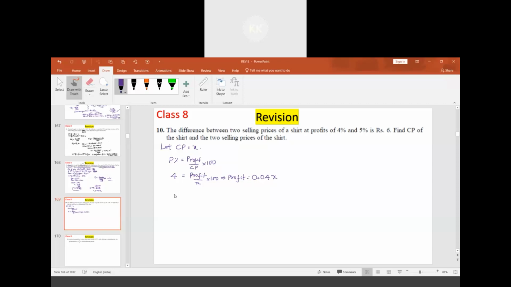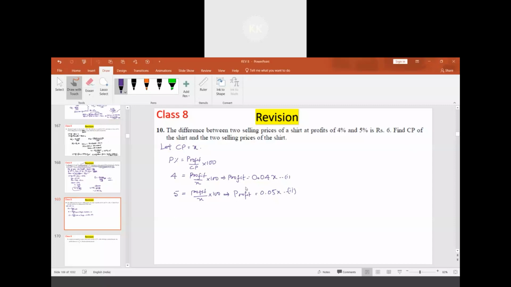In the same way there is a profit on the other shirt. Let me call this equation 1. 5% will be equal to profit divided by x into 100. From this we get the profit on the other shirt is 0.05x. Now we have to add them to CP to get selling price.